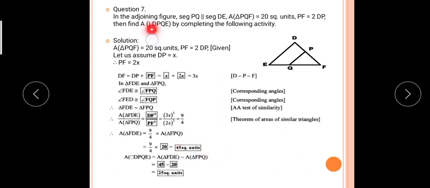But we have to find out the area of quadrilateral DPQE. You have to subtract the smaller triangle area from the bigger area, and you will get the area of quadrilateral DPQE. So area of quadrilateral DPQE is equal to area of triangle FDE minus area of triangle FPQ. FDE area is 45 minus PQF area is 20, and therefore the area of quadrilateral DPQE is equal to 25 square units.